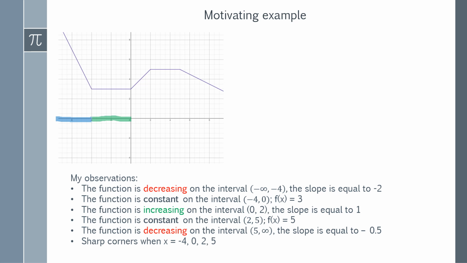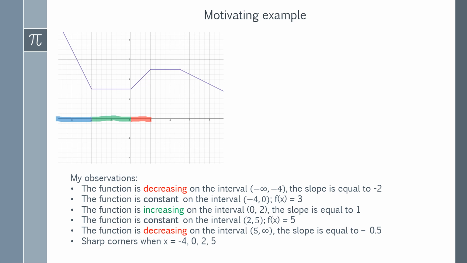Okay, let's take a look at the next interval. So that would be from 0 to 2. This one right here. And this is the interval where our function is increasing. We can see that the slope is 1. You can think about it as increasing at a constant rate. 1 step to the right, 1 step up. That is exactly what the slope is. Okay, what about the next interval?